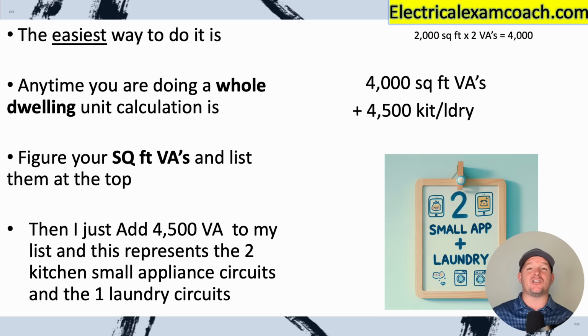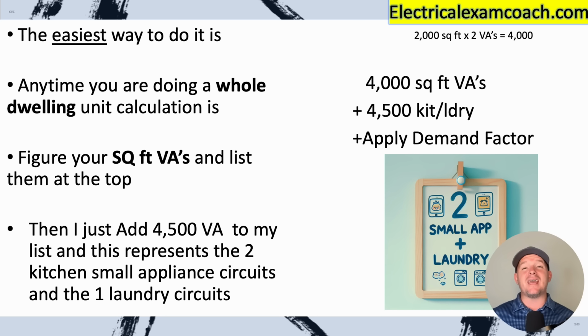Now here's the catch. You only do this during a whole house load calc. You won't tack that 4,500 onto like a dryer or range individually. It's only when you're doing your general lighting and receptacles during a whole house load calculation. You figure your generals, then you tack on your 4,500 for your 2 small appliance and 1 laundry. Then once you total those 2 together, you're going to then apply a demand factor, which we'll learn how to do here in just a little bit.